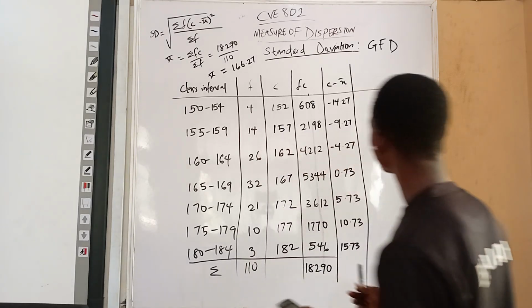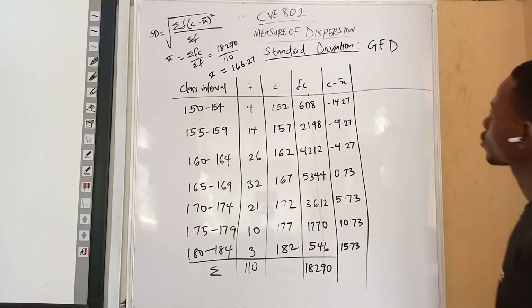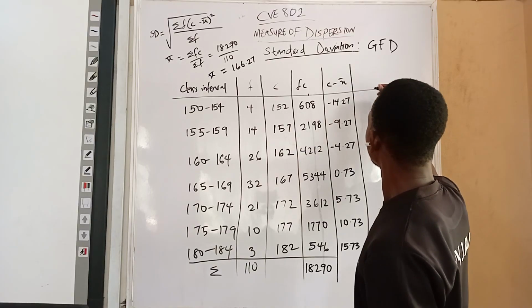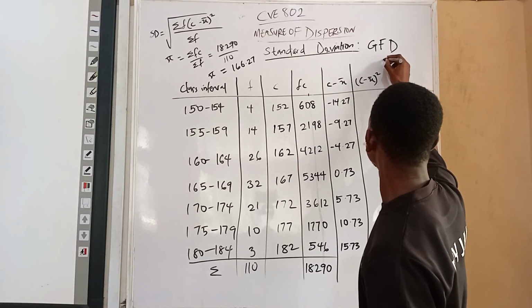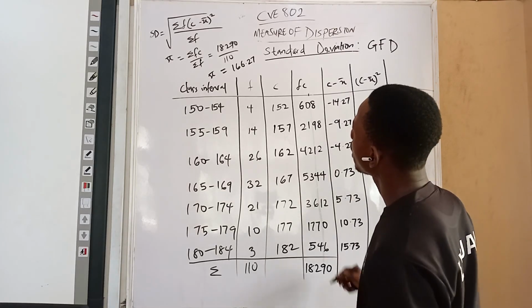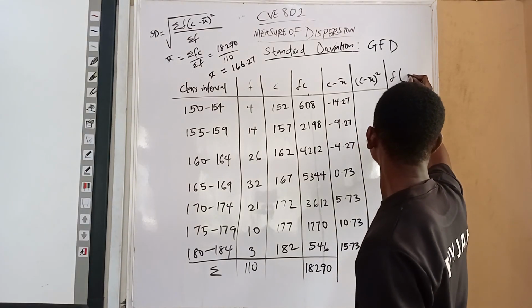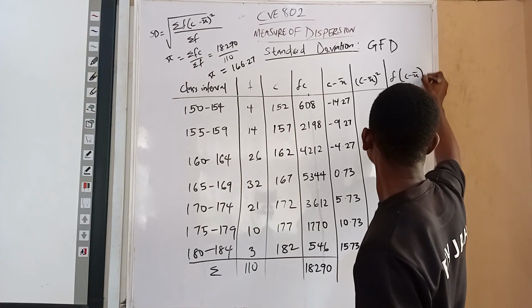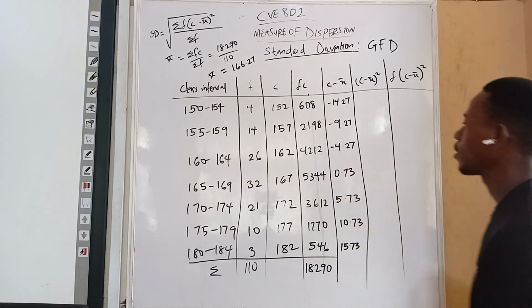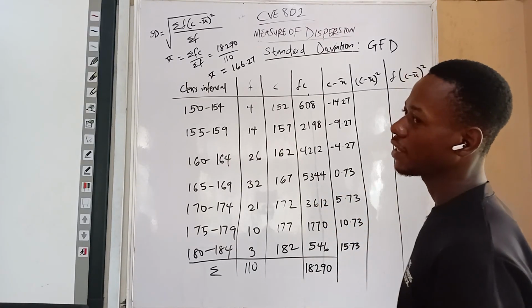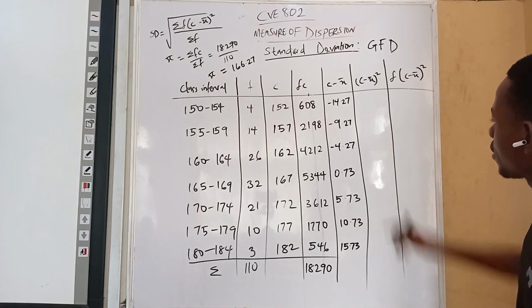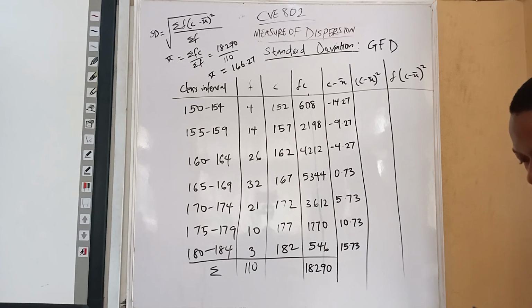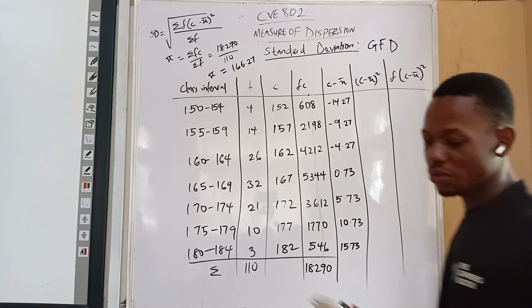So 15.73. The next thing to do is to square this: c minus x bar, all squared. Then the last thing is going to be f times c minus x bar, all squared. The equation is important, I'm telling you that. 14.27. This one? Yes, 14.27 squared. You are not pressing the calculator again.